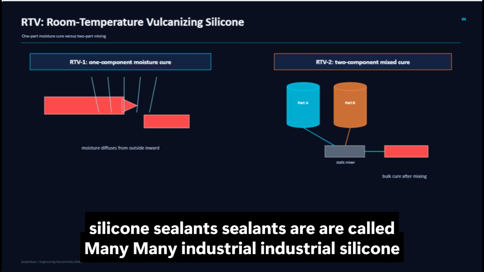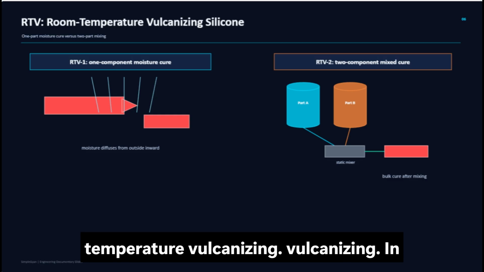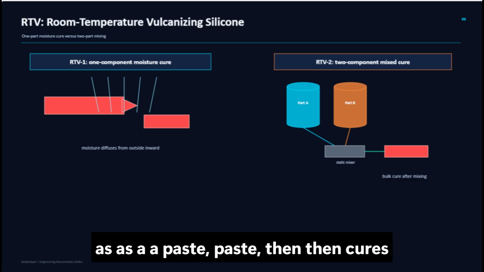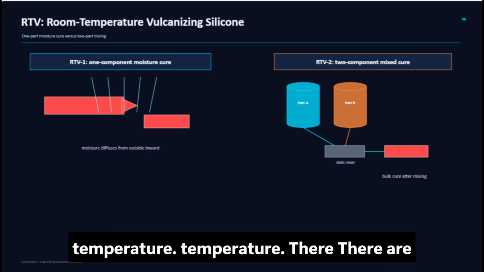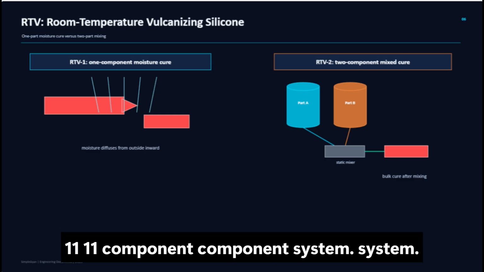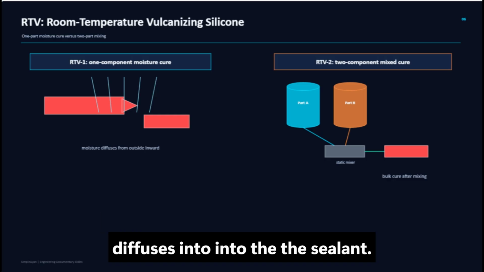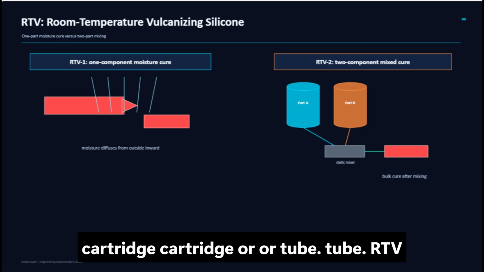Many industrial silicone sealants are called RTV silicones. RTV means room temperature vulcanizing. In simple words, the material is applied as a paste, then cures into an elastic rubber at room temperature. There are two major industrial families. RTV1, one-component system. It cures when moisture from air diffuses into the sealant. It is packed in a moisture-tight cartridge or tube.